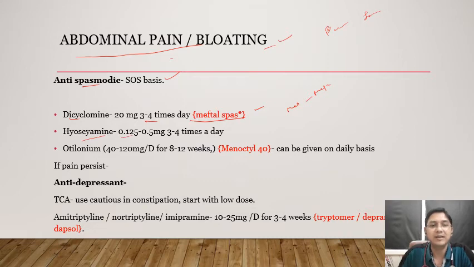Hyoscine is also available, but hyoscine is less commonly used. You can give 0.125 to 0.25. The strength available in the market is the same name, 0.125 and 0.25 milligram.